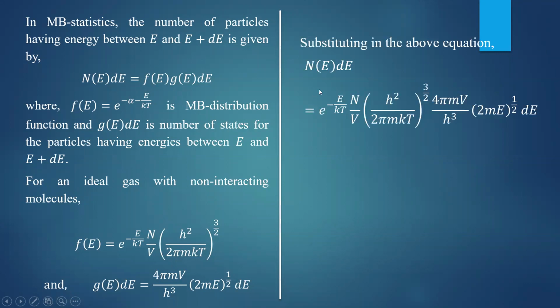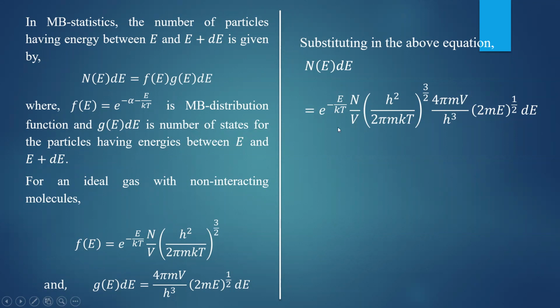Substituting in the above equation, n of E into dE, that is representing the number of particles having the energy E, is equal to e to the power minus E by kT. So we'll substitute for f of E, that is n by V into (h square divided by 2 pi m kT) to the power 3 by 2 into 4 pi mV divided by h cube into (2m) to the power half into E to the power half dE. This is g of E. The first term is f of E. Then simplify it. Mathematical steps you have to follow.